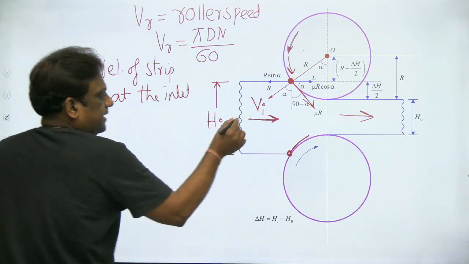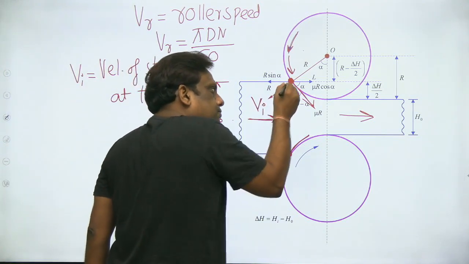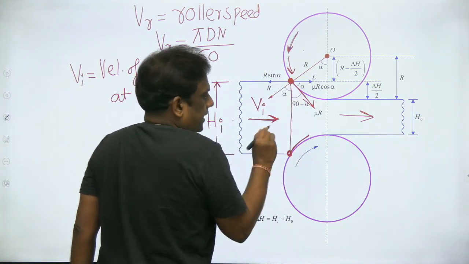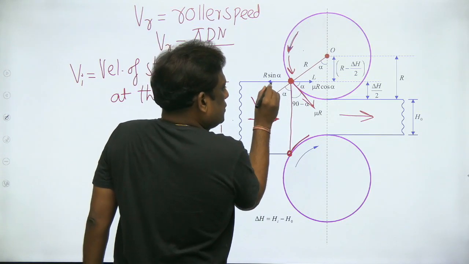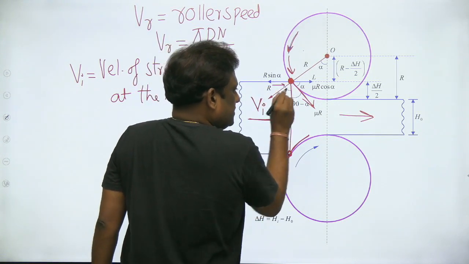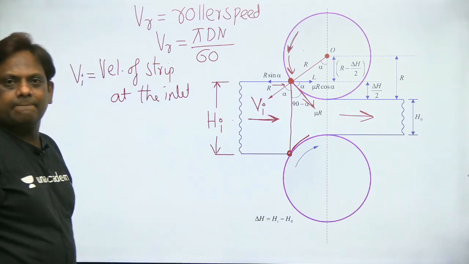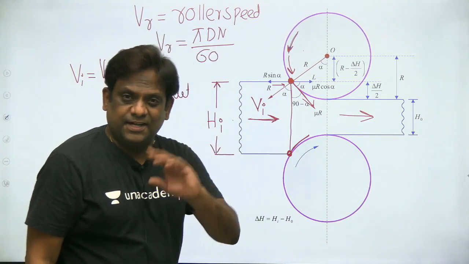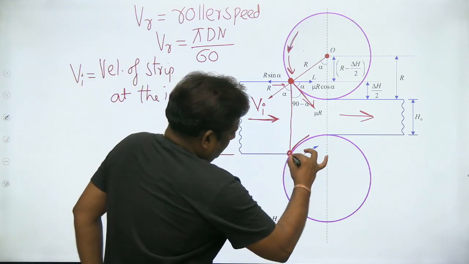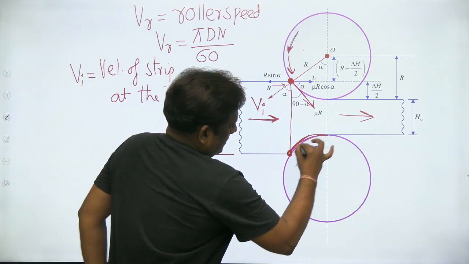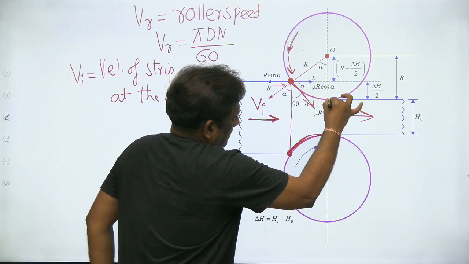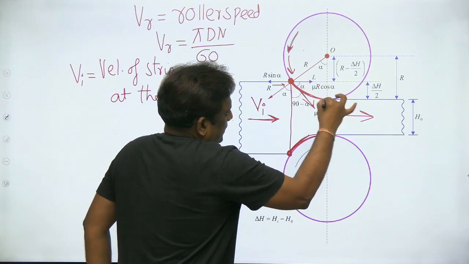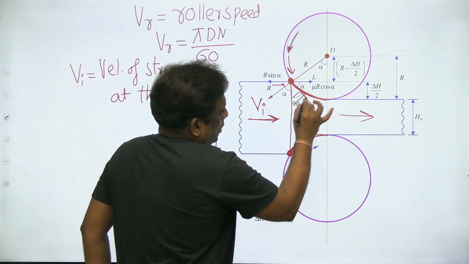Velocity of strip at the inlet. At the inlet, this is the contact. At the inlet, let the velocity of the strip going inside be vi. Please understand carefully. If you see this, what is happening? Look, this zone is narrowed.